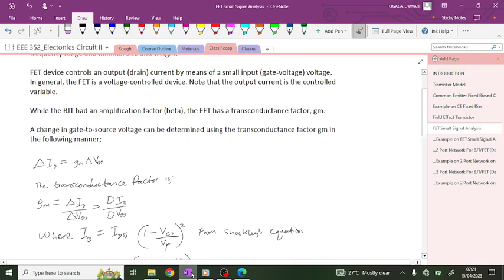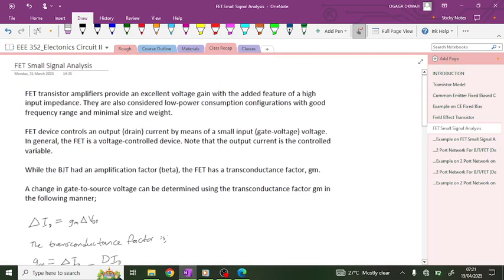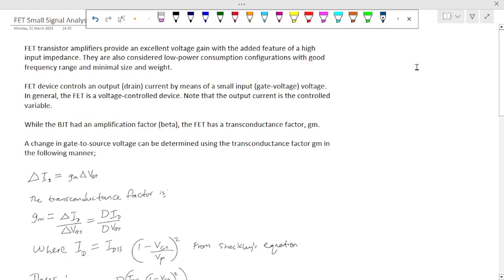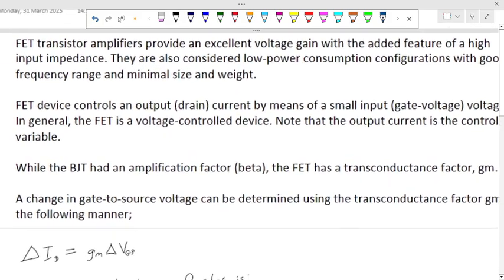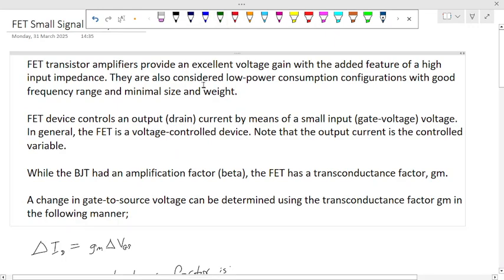And in this video, we are going to talk about Field Effect Transistor small signal analysis. Okay, so for this part, the idea is this: the Field Effect Transistor. This is just an overview of Field Effect Transistor, so let's just quickly read through this. So Field Effect Transistor, that's FET.